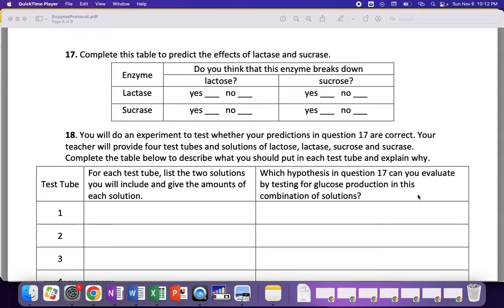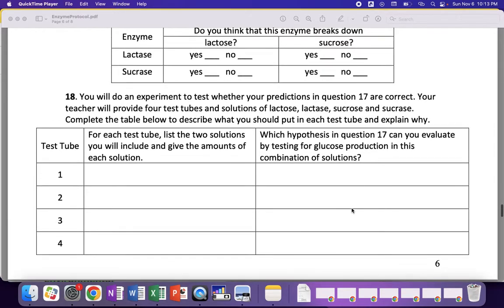The Sucrase and Lactase Lab, you're going to be considering each of these solutions. So you're going to want to try lactose with sucrase. You've already done lactose with lactase, so you know how that works. You're going to do lactose with sucrase. You're going to do sucrose with sucrase. And then you're also going to do sucrose with lactase. The fourth one would have been the lactose with lactase, but like I say, since you've already tested that, you should know the result.